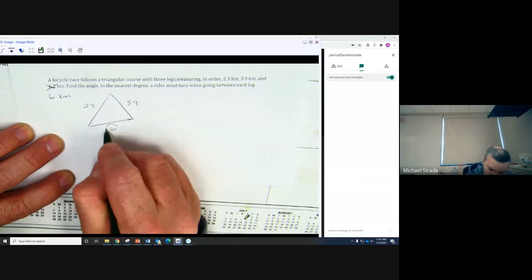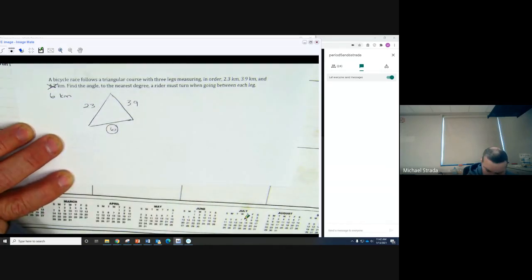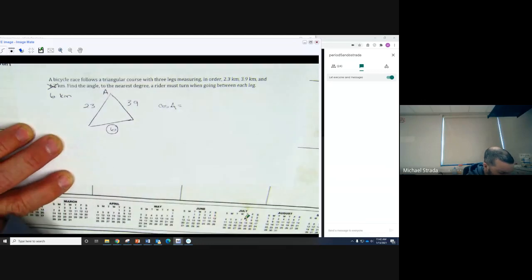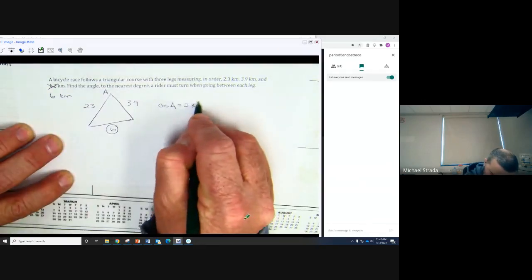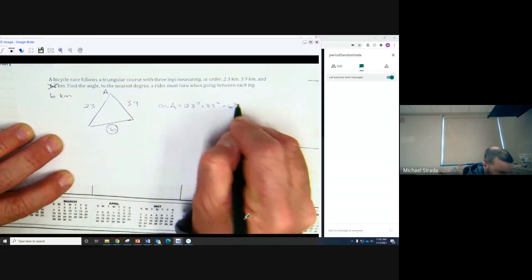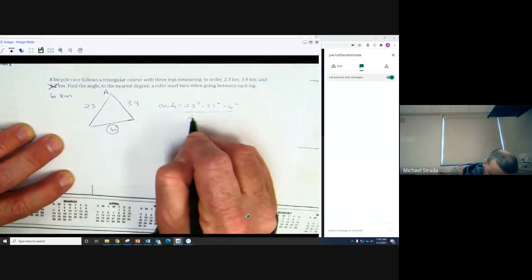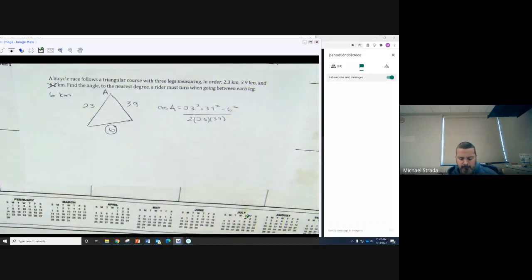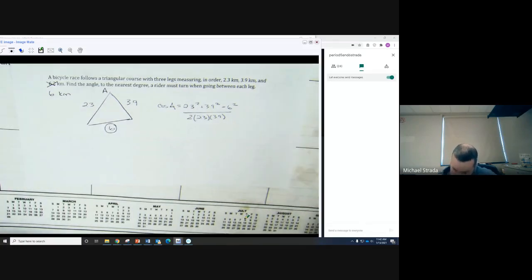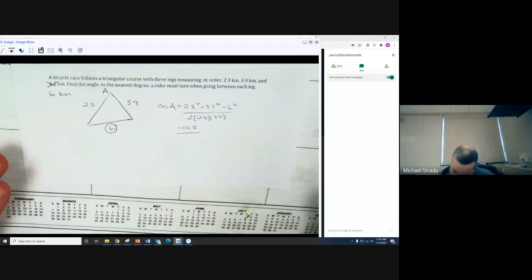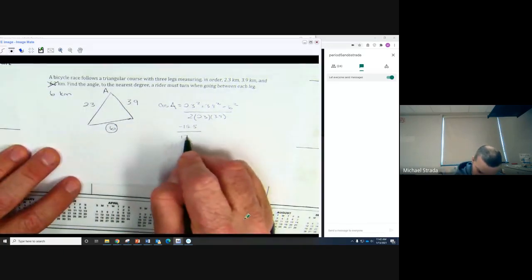Okay. Again, when they give you 3 sides, you have to work with the longest side on that angle A. So the cosine of A equals the 2.3 squared plus 3.9 squared minus the opposite side, 6 squared, all over 2 times 2.3 times 3.9. 2.3 squared plus 3.9 squared minus 6 squared gives me a numerator of negative 15.5. 2 times 2.3 times 3.9 gives me a denominator of 17.94.